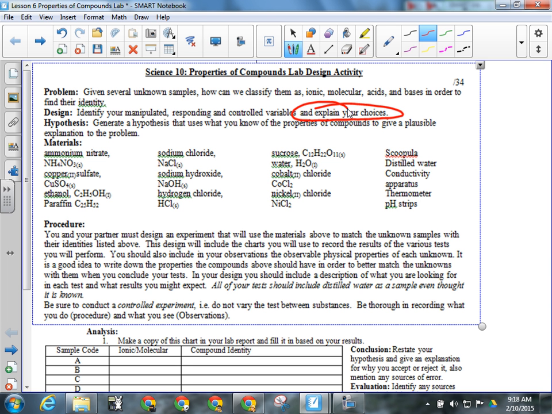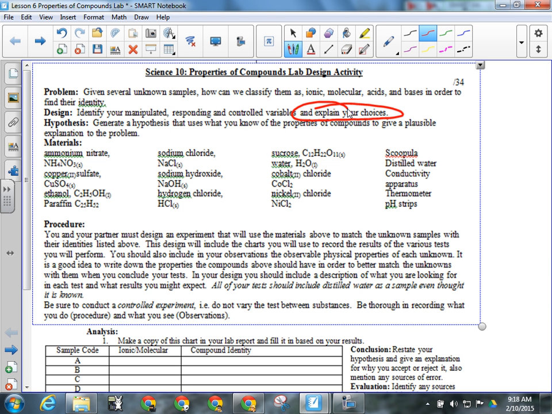What kind of things could affect these tests that we should keep the same every single time? In other words, our controlled variables. What are some things that should be the same every time we do our procedure? Temperature should probably be the same. It's an environmental factor that affects things, especially things like solubility and conductivity. What else?